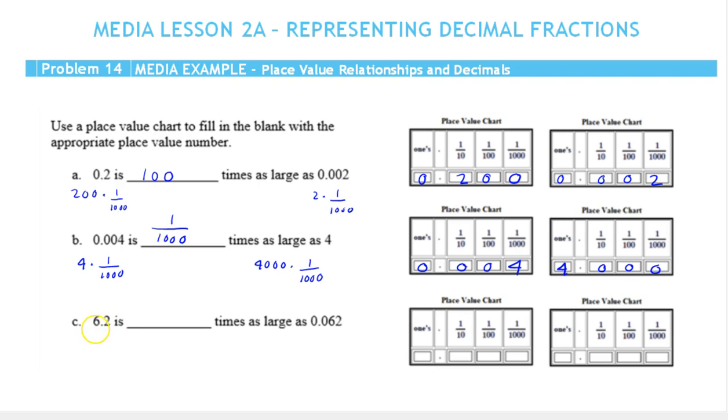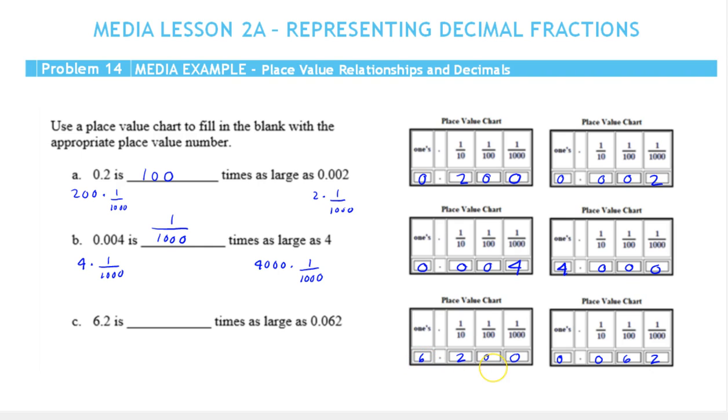And finally, this last one, we have 6.2, and we're comparing that to 0.062. Let's put in our zeros, okay? And notice these have 2 digits, okay? But that's okay because the digits are the same and they're next to each other. So they're in different place values, but let's see how we'll compare this. So again, we'll go to the thousandths place.